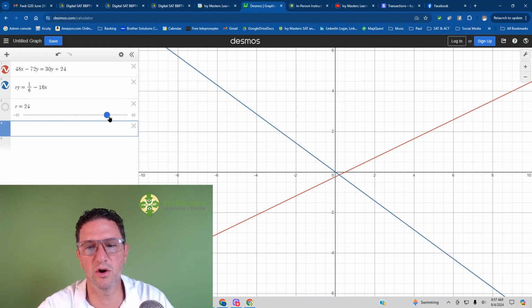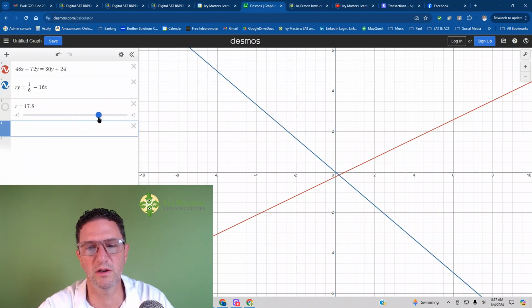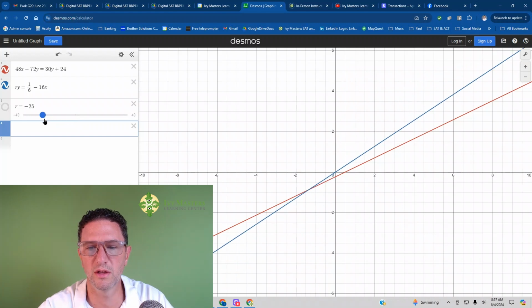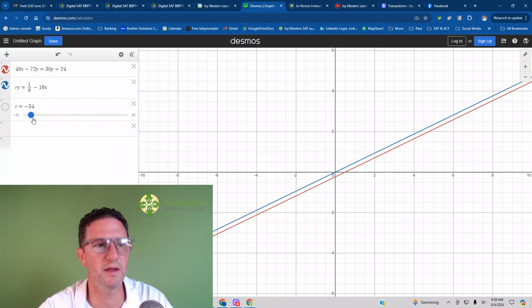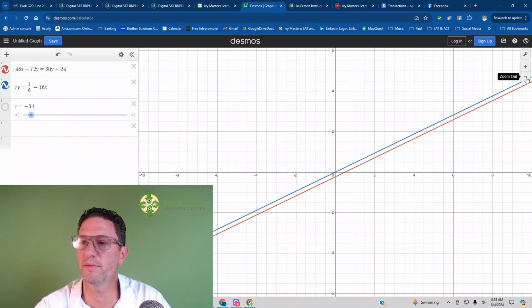And now when I go all the way to the right, it's never parallel. I'm going to go all the way to the left. Oh, it's nearing parallel. So it looks like, right around there, it's parallel. Maybe a smidge more, about there. It's at negative 34. Now, I'm going to zoom out.